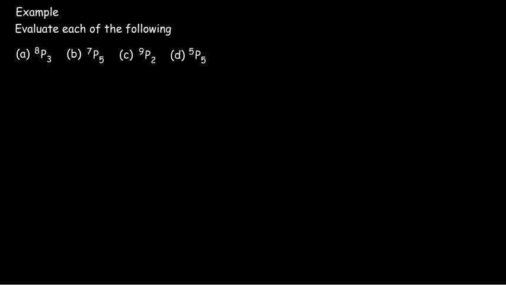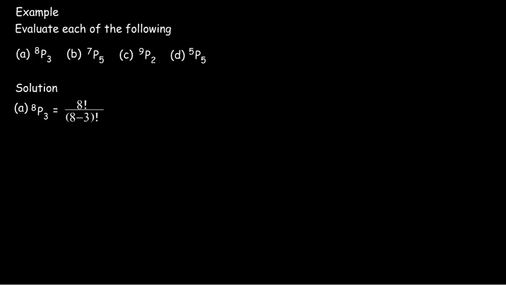We have some examples. It states: evaluate each of the following: A, 8 permutation 3; B, 7 permutation 5; C, 9 permutation 2; D, 5 permutation 5. Now for our solution, A, 8 permutation 3, and from our formula we know that n permutation r is n factorial divided by (n minus r) factorial.